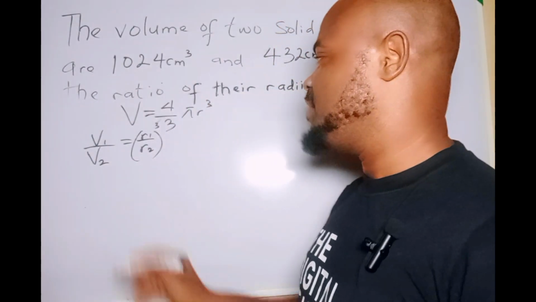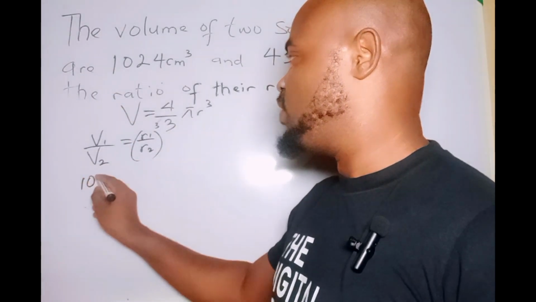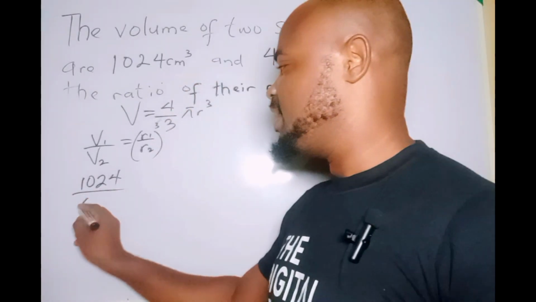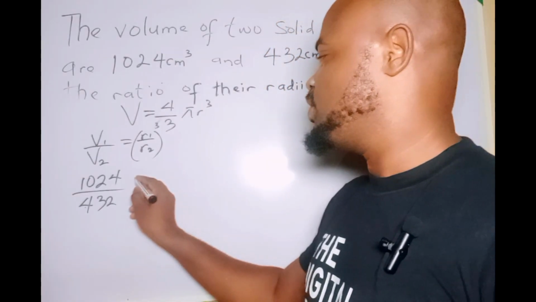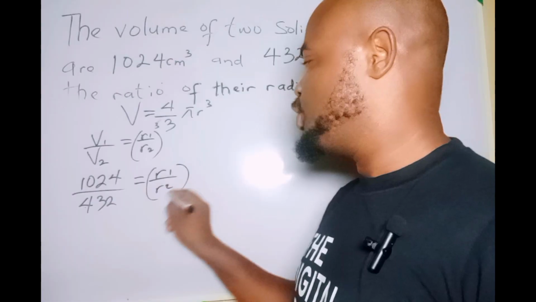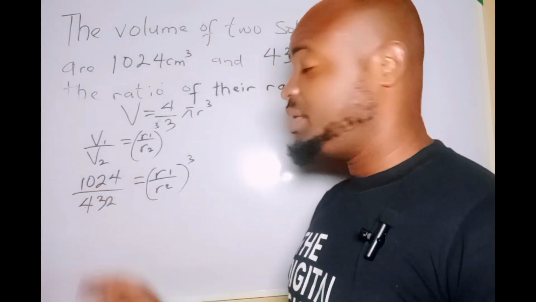Okay, alright, so if that be the case, let me bring out the values of my volumes. For the first volume I have 1024, and the second volume I have 432. I hope you are still following. Good. Alright, so at this point here I have R1 and R2, and the cube is still there. Now let me try bringing this to the lowest terms.